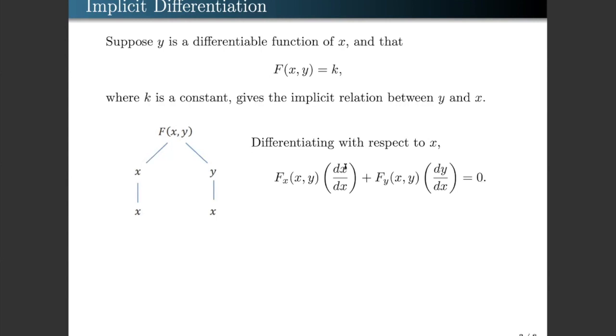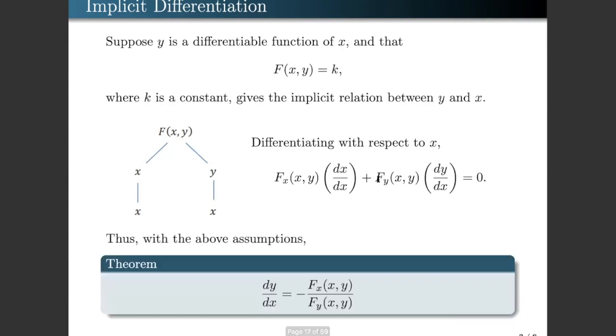So now, the derivative of x with respect to x, we know that to be equal to 1. So we just solve for the derivative of y with respect to x. So that gives us, we transpose it here, negative partial of f with respect to x divided by the partial of f with respect to y. Yeah, it's actually so easy.